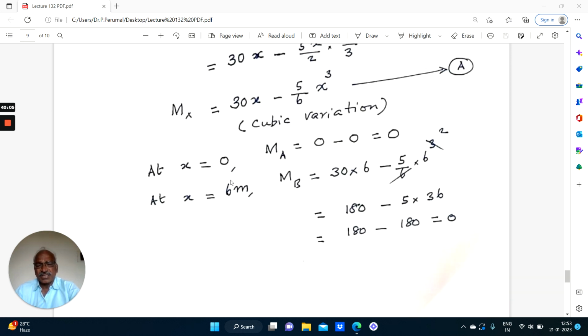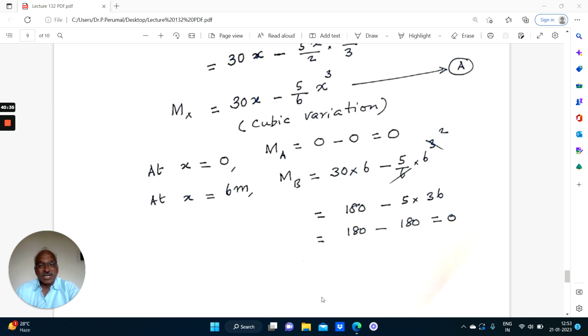In this equation, when x equal to 0, so this is 0, therefore the bending moment is 0. Left support. Right support, x is 6 meters, 30 into 6 minus 5 by 6 into 6 cube, that is also 0. Left support A is simply supported, bending moment is 0. Right support is also simply supported, bending moment is 0.